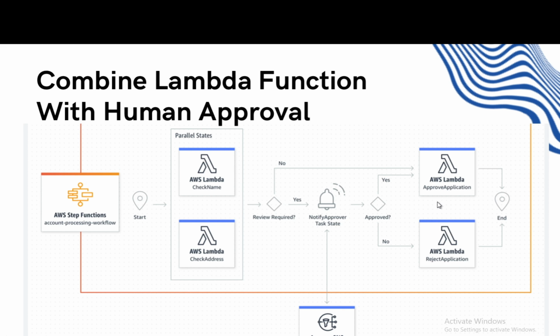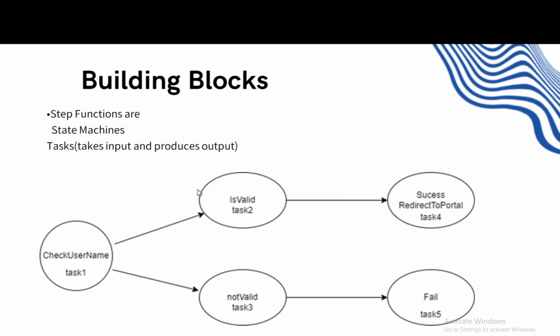Okay. So we will see what exactly these parallel states and tasks are, okay, in the upcoming slides. So these are the building blocks of AWS Step Functions. Step functions are nothing but state machines, and tasks are nothing but something that takes input and produces output. Okay, now you can see a Power BI application. In the Power BI application, you specify the input and it generates the output in a dashboard.